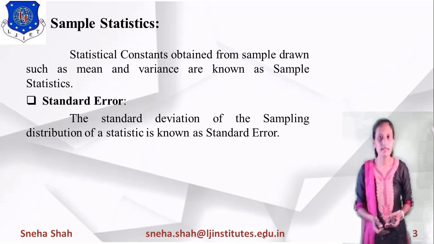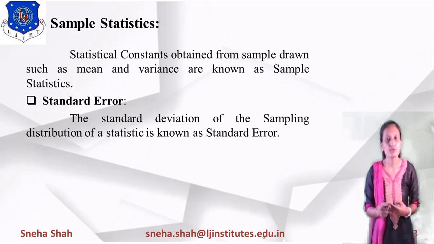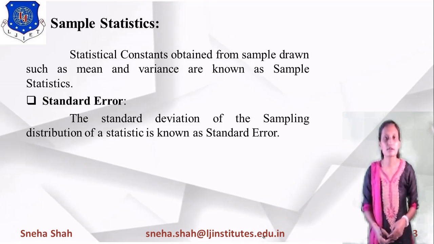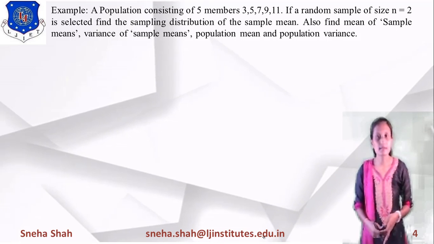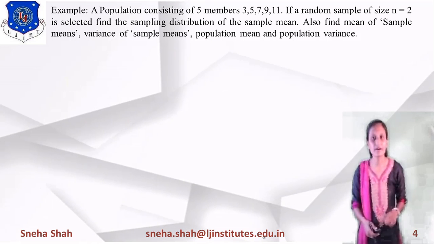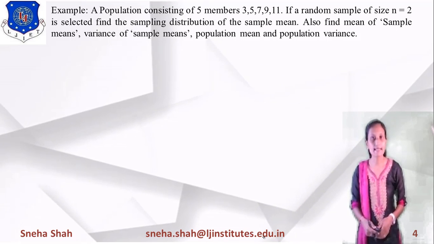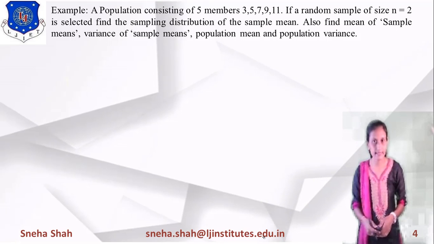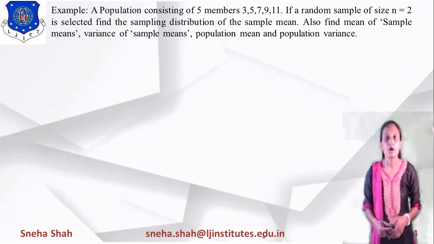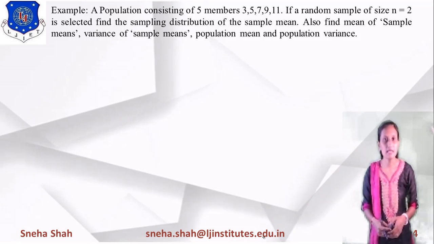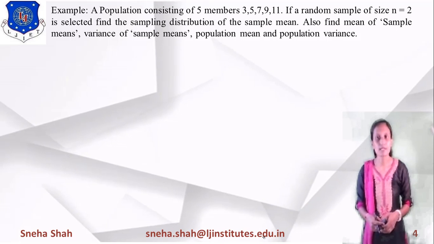Now all these definitions are used basically for the population. So we will solve some examples based on this population. The first example is: a population consisting of 5 members 3, 5, 7, 9, 11. If a random sample of size n equals 2 is selected, find the sampling distribution of the sample mean. Also find the mean of sample means, variance of sample means, population mean and population variance.